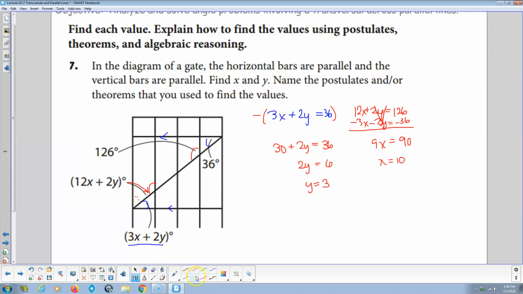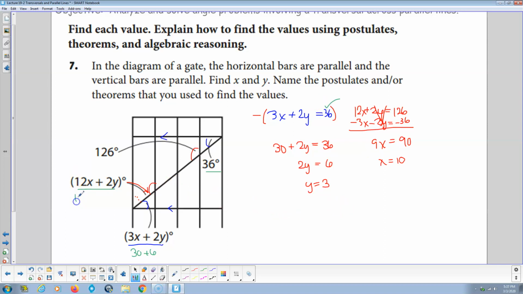And then we're going to check that. Let's do that in green. So 3 times x, x is 10, that's 30. Plus 2 times y. I think y is 3, so 2 times 3 is 6. 30 plus 6 is 36. That's what it was supposed to equal. Bam, that checks.